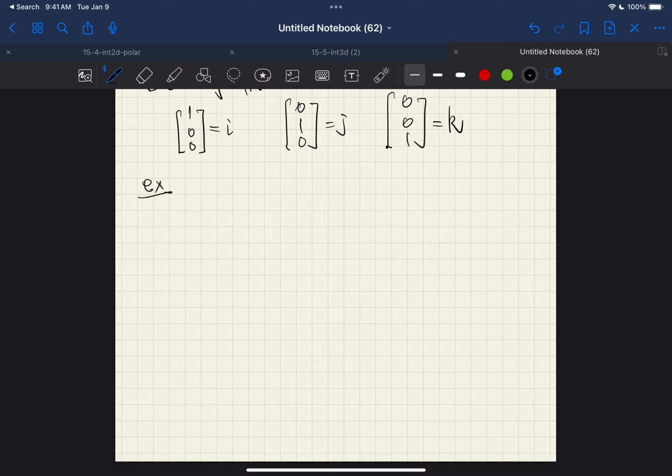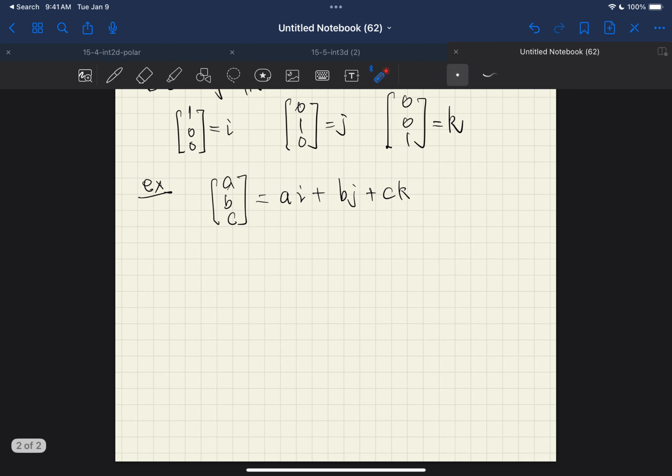So for example, if you have (a, b, c), this is a point with x coordinate, y coordinate, z coordinate given by three numbers a, b and c, then you can always write this as ai plus bj plus ck. So whenever you look at this, you should recall this. Vice versa, if you have this, you can write this too.